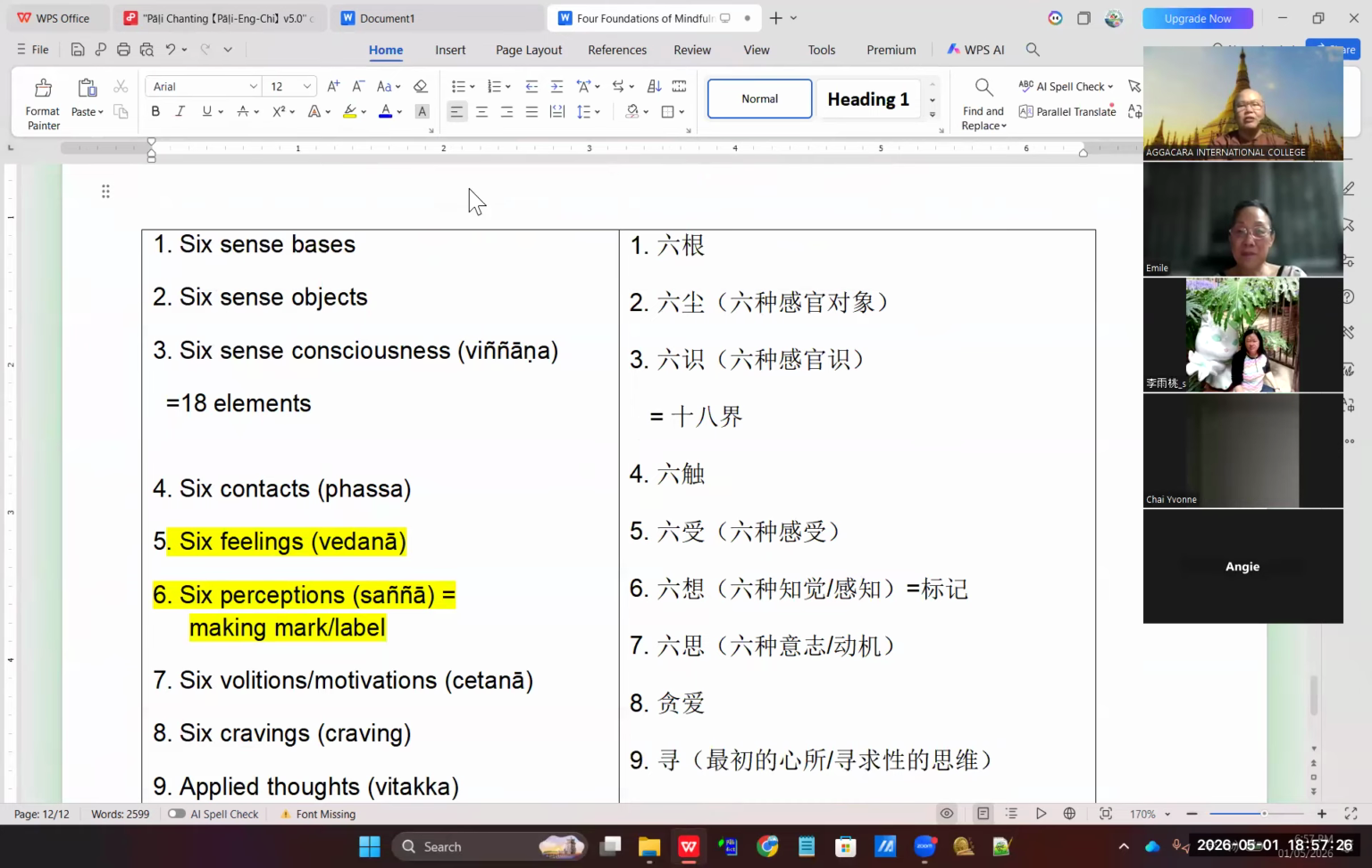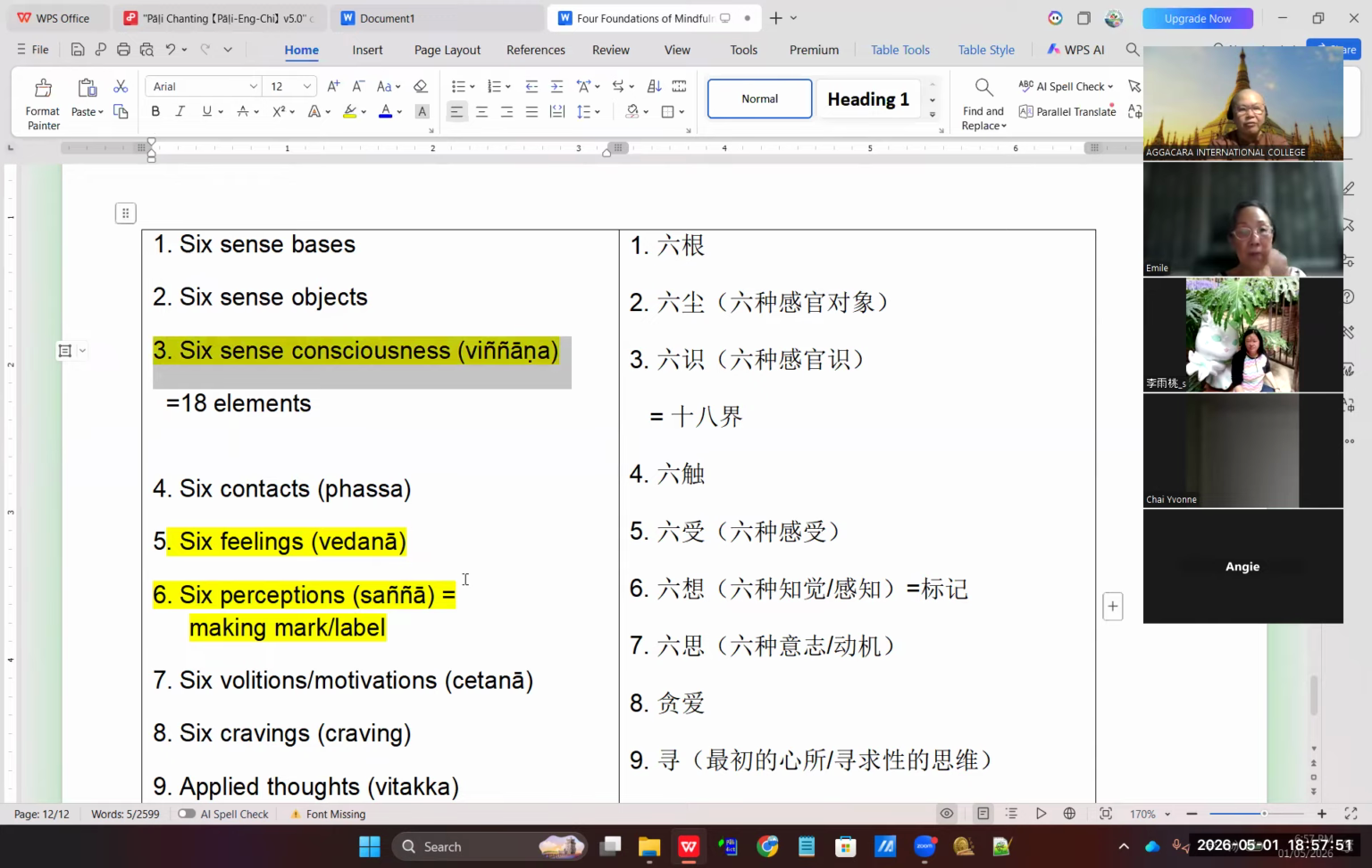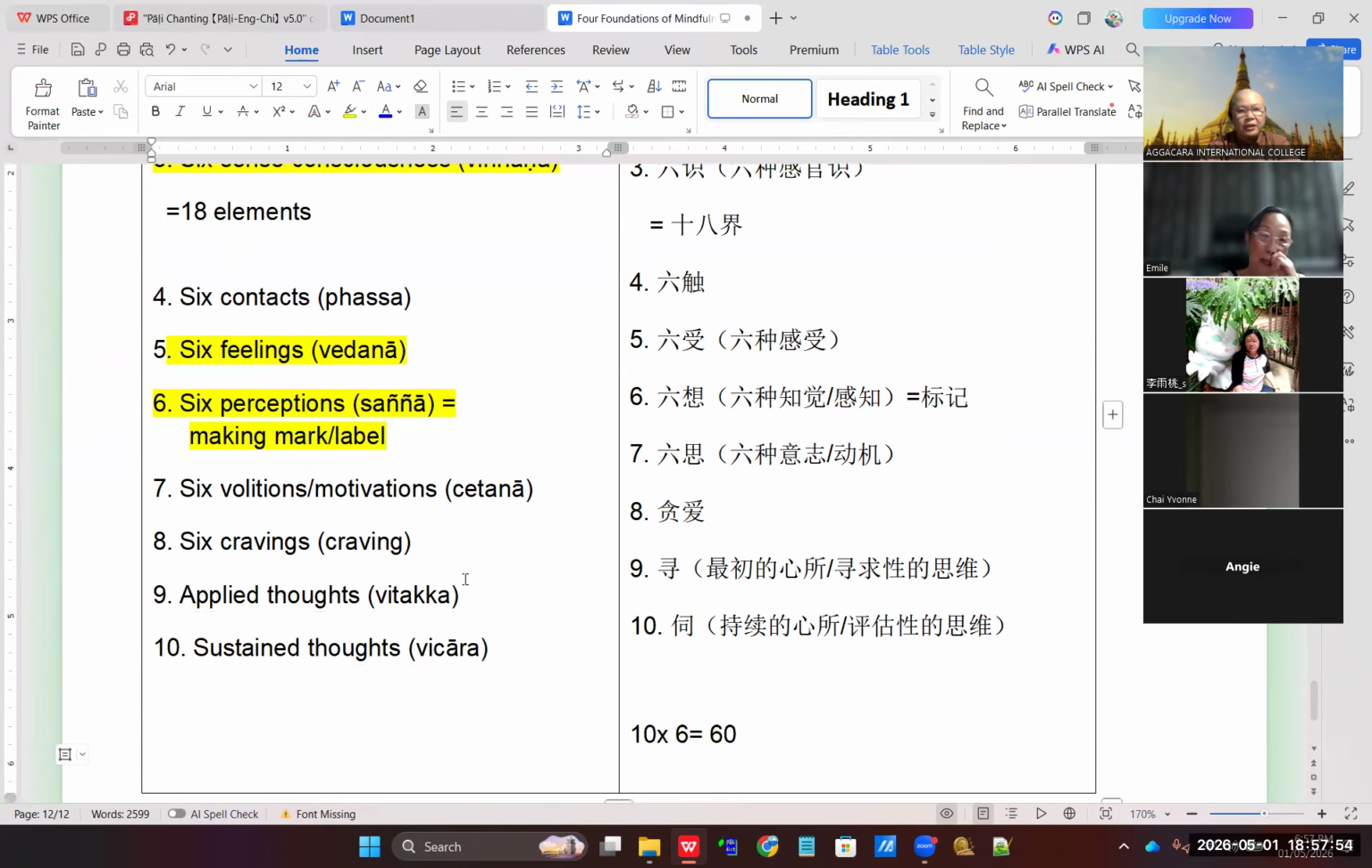You can know the basis, then you can know the sense object, then you can know the consciousness, which is called the 18 elements, 6-6-6. Then after that, you have contact, you have feeling, and you have perception. So Vedana and Sanya, you notice that these are inside the five aggregates. Consciousness is also inside the five aggregates, right? Then you have Chetana, volition, craving, applied thought, and sustained thought. These two are under the jhana factors, which if developed properly can lead to jhana.